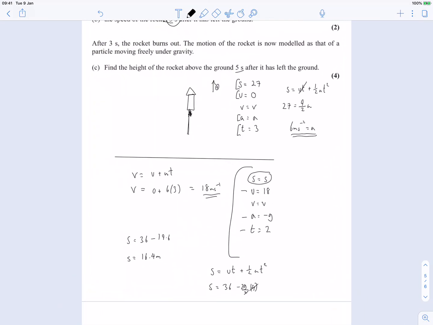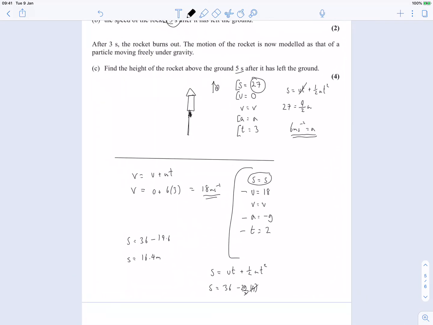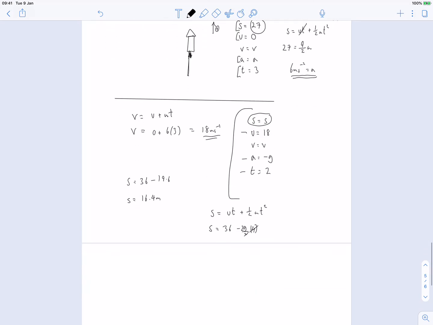But you have to remember it's already 27 meters above the ground. So we add 27 meters to that. So the total height above the ground is 16.4 plus 27, which is 43.4 meters.